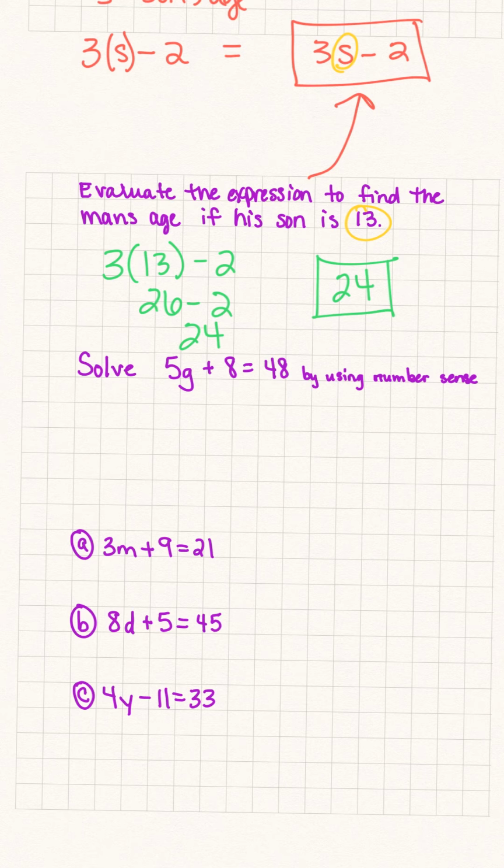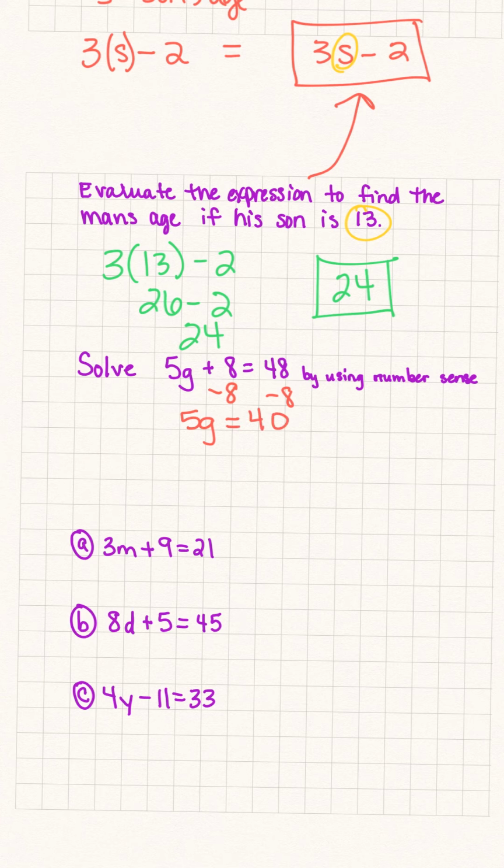So now let's look at solving 5g plus 8 equals 48 by using number sense. We have learned in yesterday's lesson that we want the variable to be by itself. Right now we are adding 8. We want to get rid of the 8 from that side, so we're going to subtract 8. Whatever we do to that side, we have to do to this side. That's going to equal 0, so we're left with 5g equals 40.